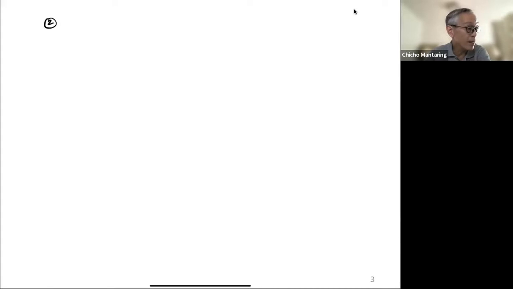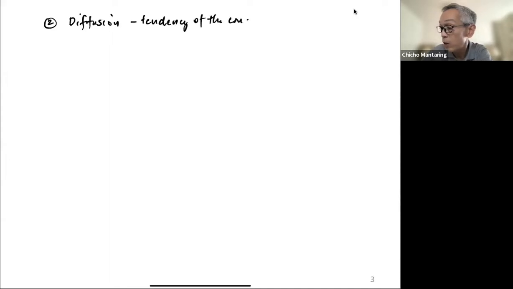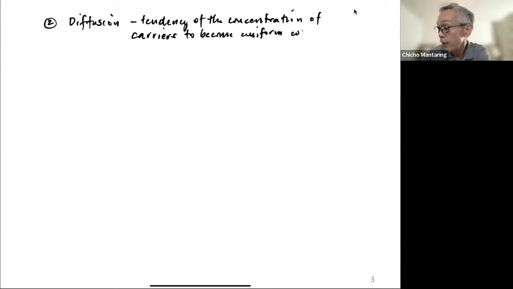So this is your second mechanism for conduction, diffusion. So this is the tendency of the concentration of carriers to become uniform within a volume, over time.